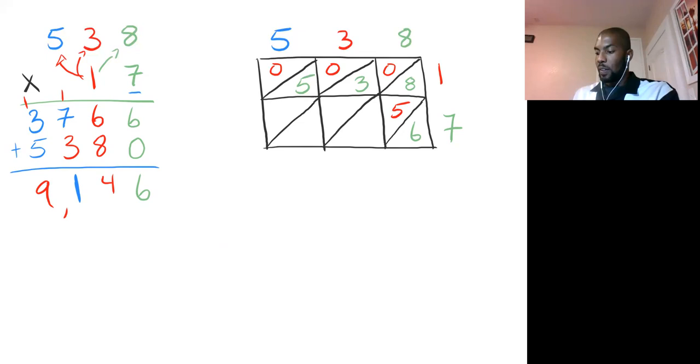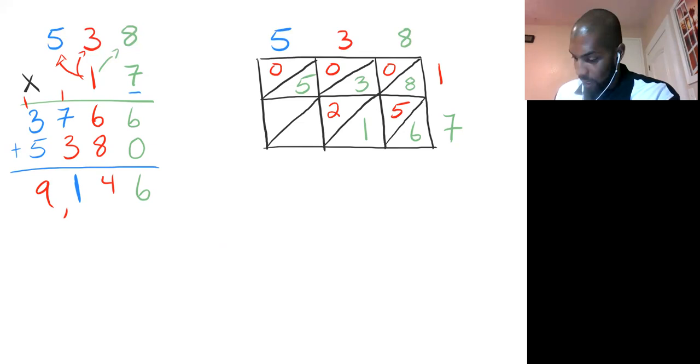All right, now let's finish out this box. 3 times 7 is 21. So a 2 in my 10 spot and a 1 in my 1 spot. Finally, 5 times 7, which is in fact 35.